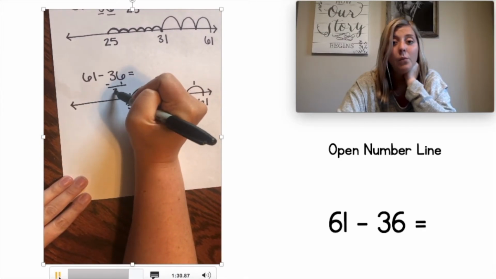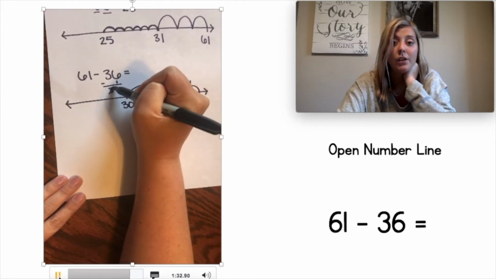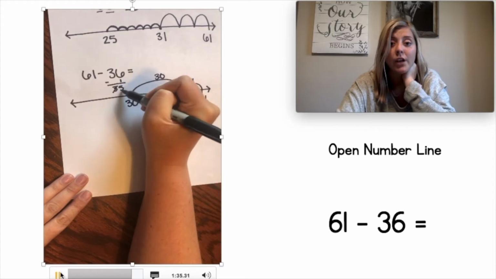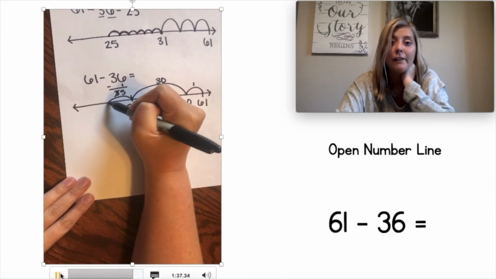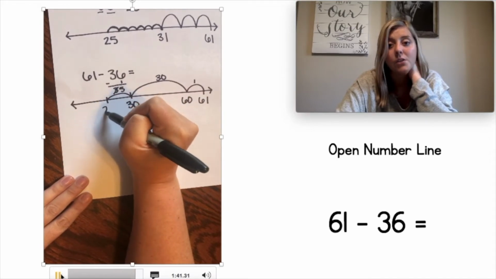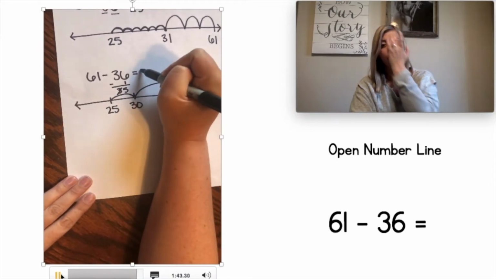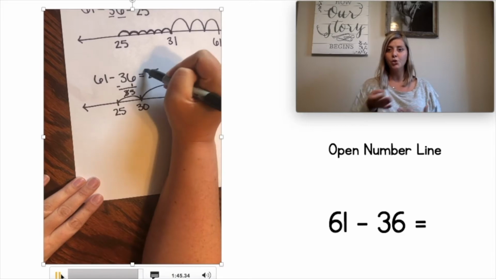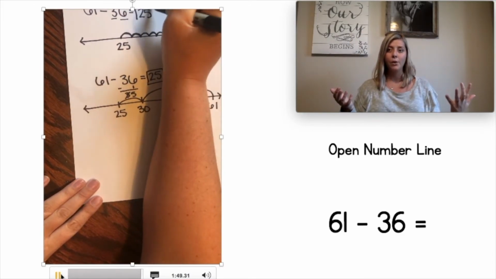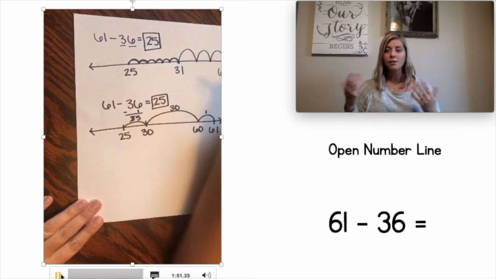I've taken away 1 and I've taken away 30. So I still have to take away 5 more to get my difference. Starting at 30, I'm going to hop back 5. 30 minus 5 is 25. Either way, if you just want to start with your biggest number, do your hops backwards and figure out where you land to get 25, that's a great way to do it.